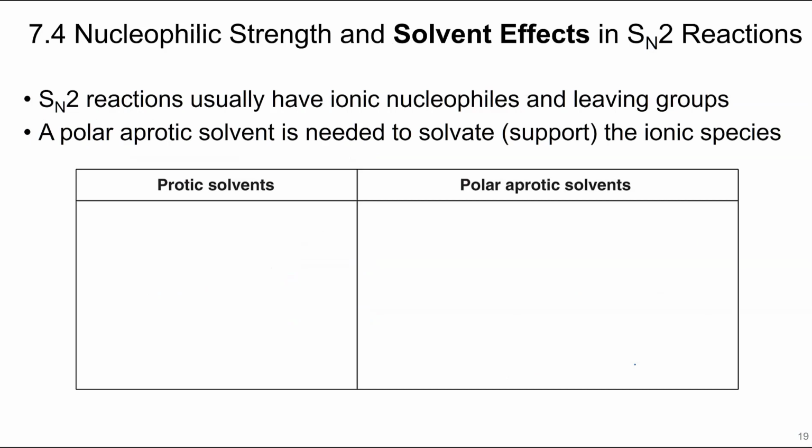For an SN2 reaction, the solvent that you run the reaction in is also important. SN2 reactions usually have ionic nucleophiles like we saw, and they also have ionic leaving groups. So everything is going to have a negative charge here. So what you want is a polar aprotic solvent to support the ionic species. So we know what polar means. That just means that there is a difference in electronegativity in the bonds in the solvent, but aprotic means that it does not contribute any protons.